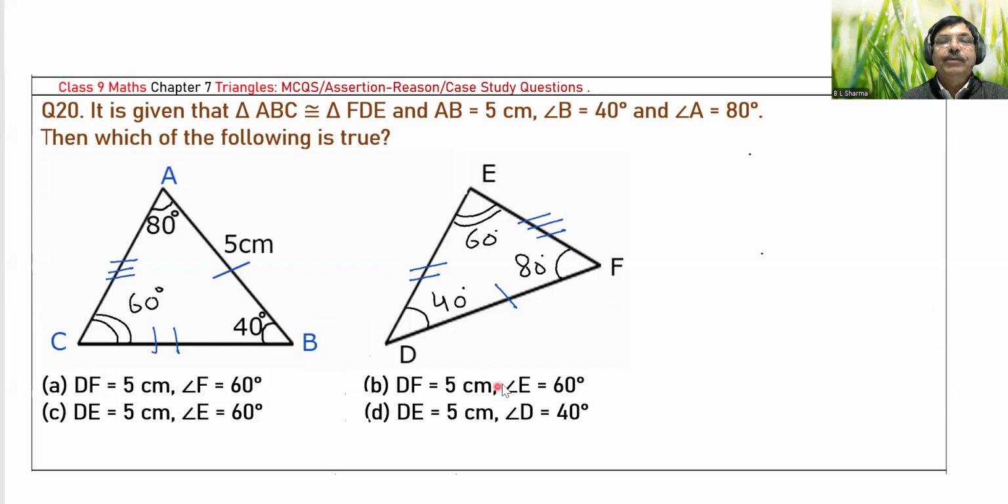So here you will see that DF is equal to AB, that is 5 centimeter. So DF is 5 centimeter here, and angle E is equal to 60 degree. So B is the correct option.